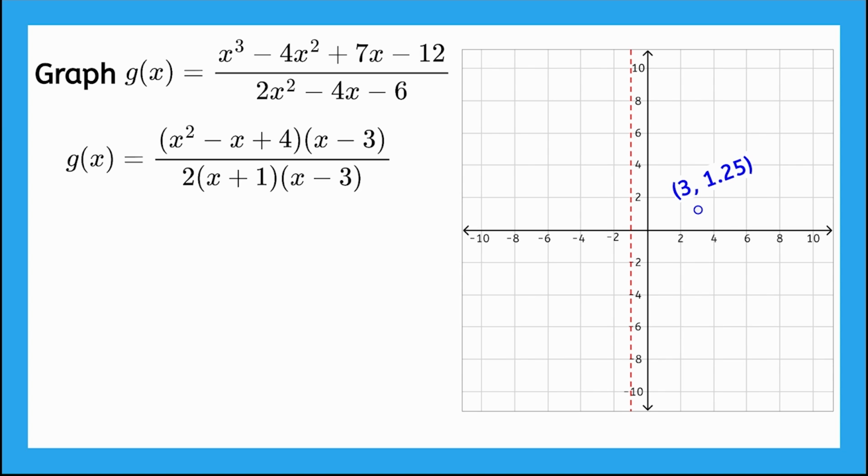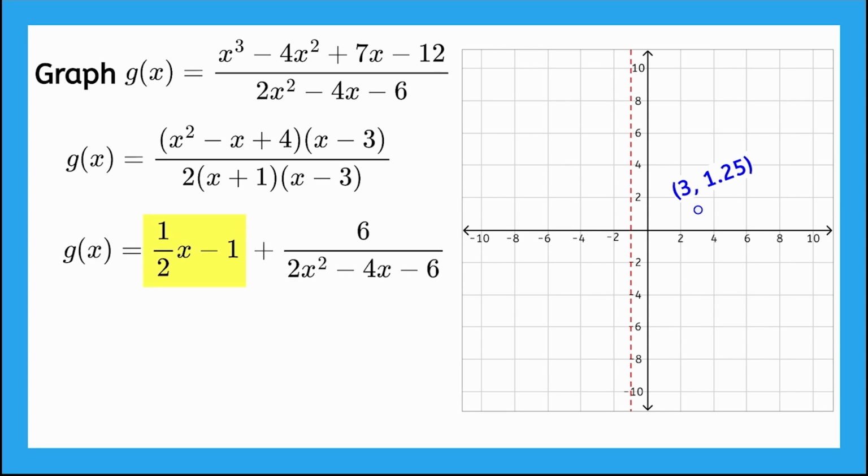The degree in the numerator is exactly 1 greater than the degree in the denominator, so we know it will have an oblique asymptote. We can use long division to find the quotient, which gives us the oblique asymptote at y equals 1/2 x minus 1. After plotting some points on either side of the vertical asymptote, you should have a function that looks like this.